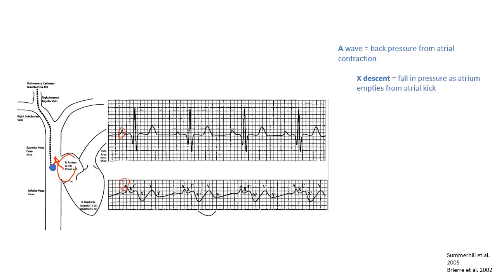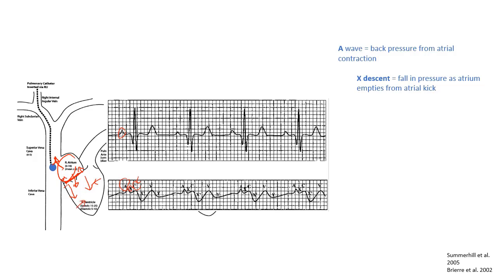The next wave you're going to see is your X descent. As the atrium empties after the atrial kick, blood is ejected into the ventricle, and that pressure falls at the X descent. As the ventricle starts to contract, the tricuspid valve closes, and the tricuspid annulus pops up just a little bit, and you get a positive pressure deflection, the C wave here.